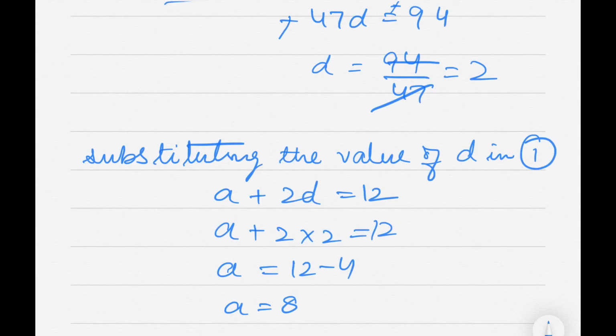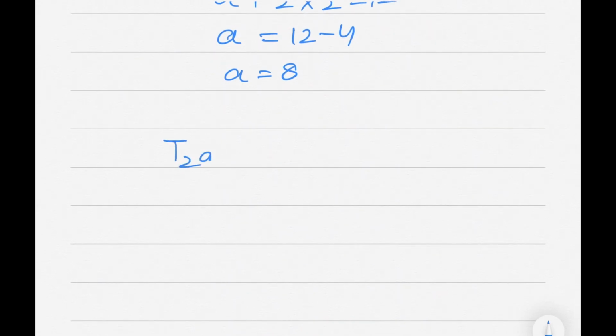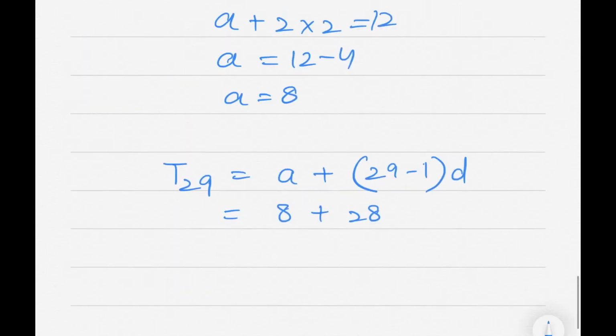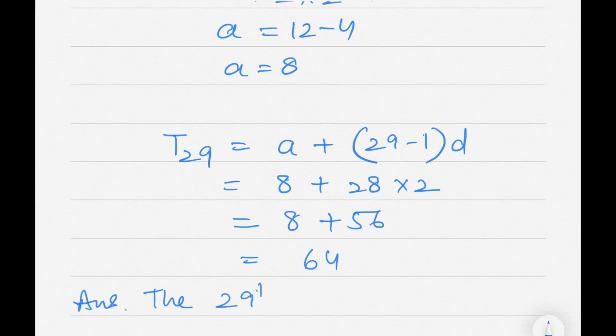So that's fine. Now I have to find the 29th term. So T29 will be equal to a plus 29 minus 1 into d. Now I'll substitute. A is 8 plus 28 and my d came out to be 2. So this is equal to 8 plus 56. So this comes out to be 64. So my 29th term is 64.